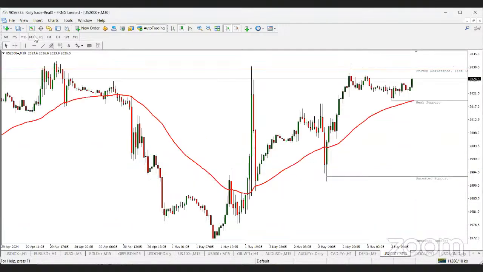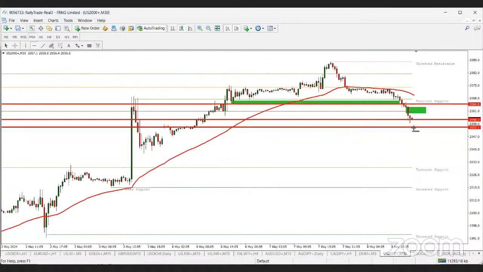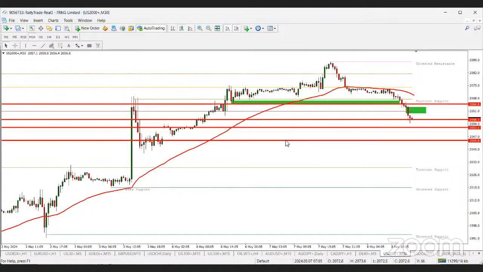I still feel like there is a lot of bearish pressure in the market, and I still expect that US 2000 will sell further. That way I can also have a sell stop on US 2000. I can have a sell stop from maybe 2052, take profit at 2044. All right, so we can do that.